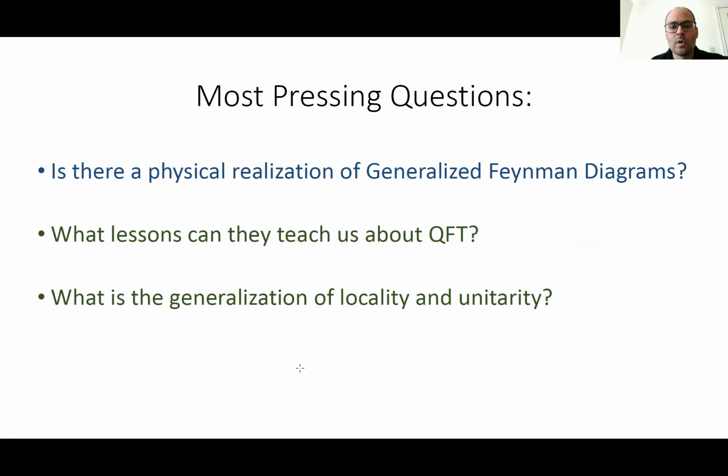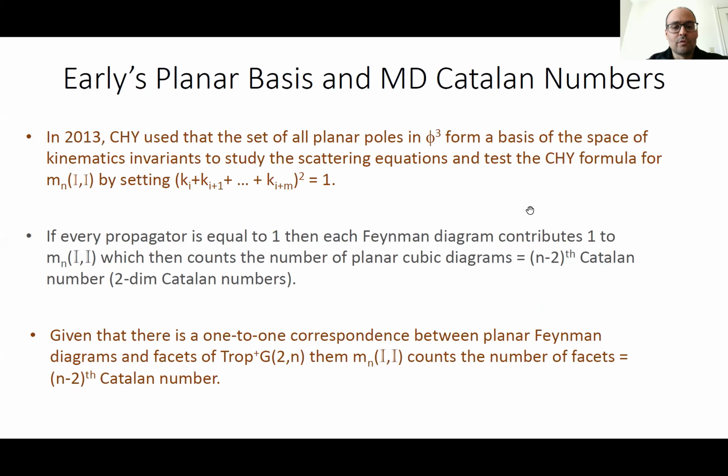Now, the most pressing questions are the following. Is there a physical realization of these generalized Feynman diagrams? Also, what lessons can they teach us about quantum field theory? And what is the notion of locality and unitarity? So, in the rest of the talk, I'll give you the answer to all this, but I see that we are out of time, so maybe I won't give you the answer to all of this. No, well, I'm joking. I don't know the answer to any of these questions, but maybe I'll use a couple of minutes to tell you some results that I find amusing. So very quickly, because I'm already 1 minute over time.